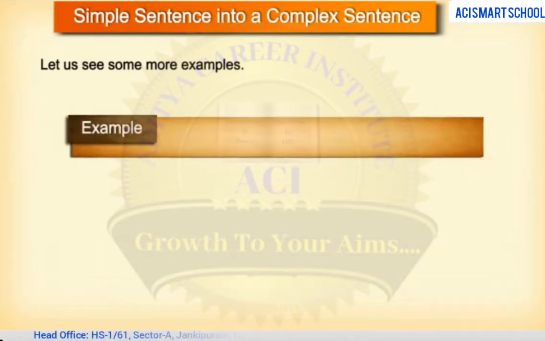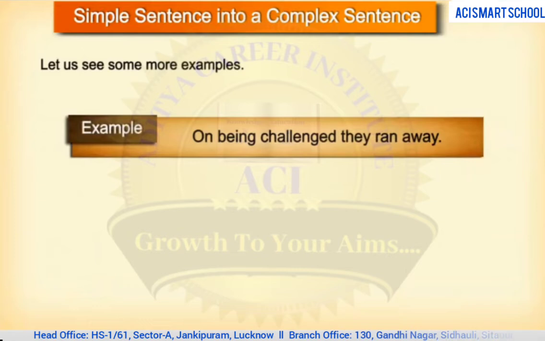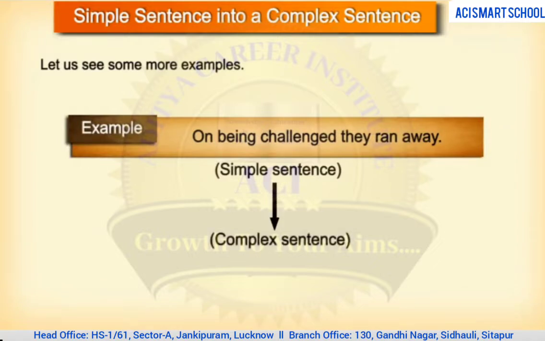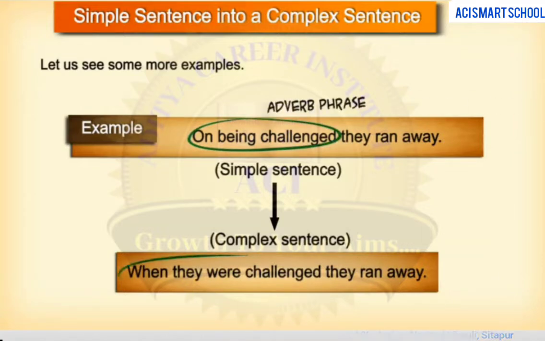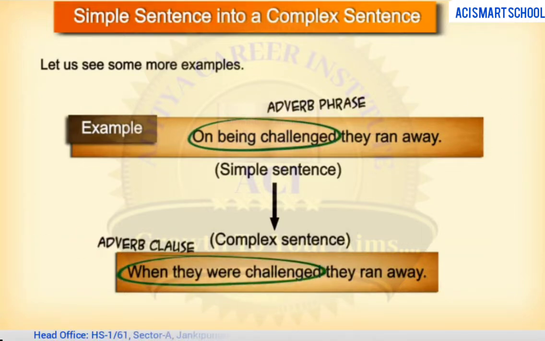Let us see some more examples. On being challenged, they ran away. This is a simple sentence. Its corresponding complex sentence will be, when they were challenged, they ran away. Note, here we have converted the adverb phrase, on being challenged, to the adverb clause, when they were challenged.